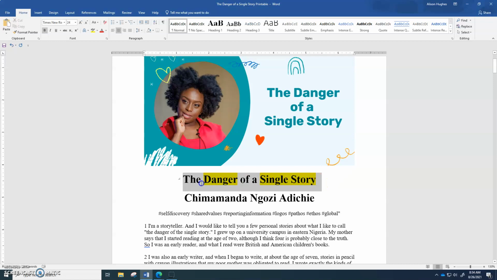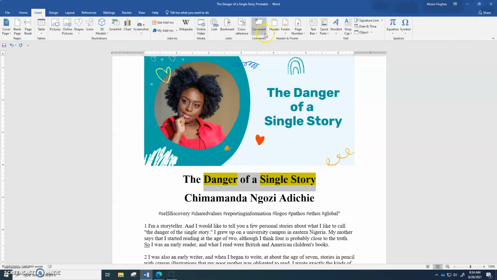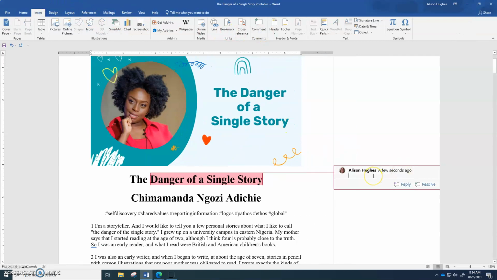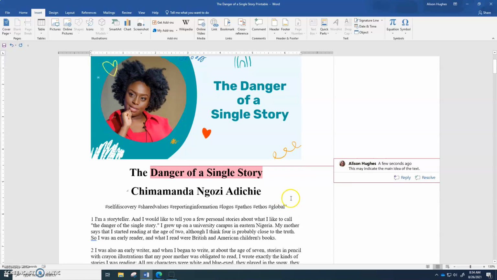And then because I have some comments on that, I'm going to select the text, and then I'm going to go up to Insert, and I'm going to insert a comment, and that will bring up the comment function on the side of Microsoft Word. So I'm going to write, this may indicate the main idea of the text, just looking at that title.